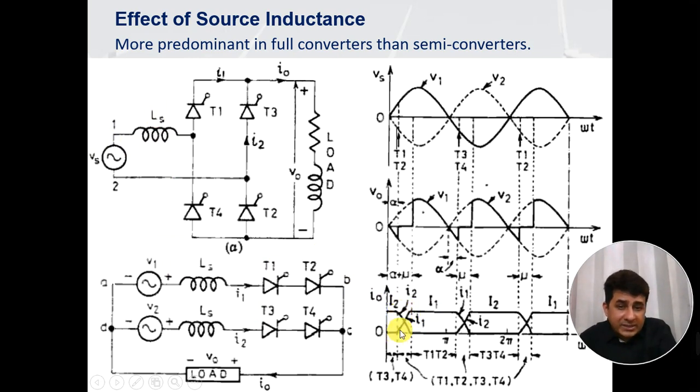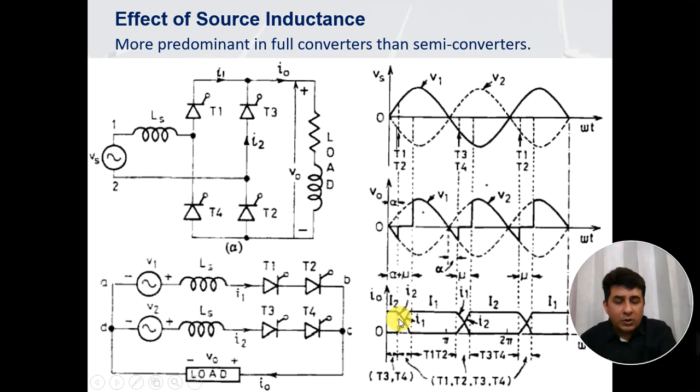So during this time, the current I1 rises from 0 to I naught, and during the similar time the current I2 falls from I naught to 0. This time, from this point to this point, is called the overlap time, and if you express this in angle, it is called the overlap angle mu. So this angle from this point to this is called mu.